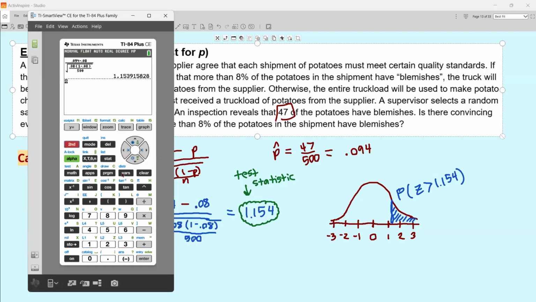So we're going to do second vars 2, and our lower in this case will be the 1.154. We want to go to infinity, so 99999. Leave it as 0 and 1. And 0.1242, that's going to be your p-value. 0.124 is fine.